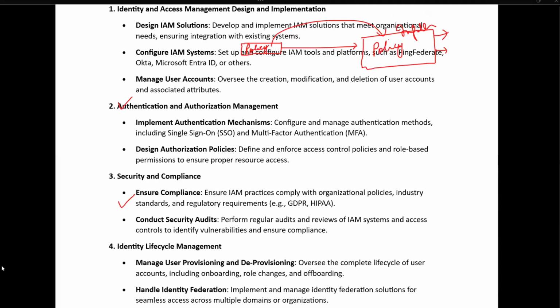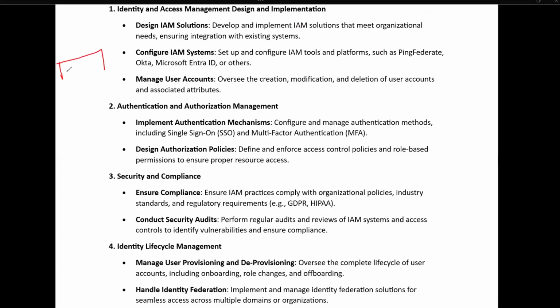Okay. Then, see, before this, I want to discuss one thing. There are three different main reasons why you implement an IAM solution. Okay, the first is compliance.